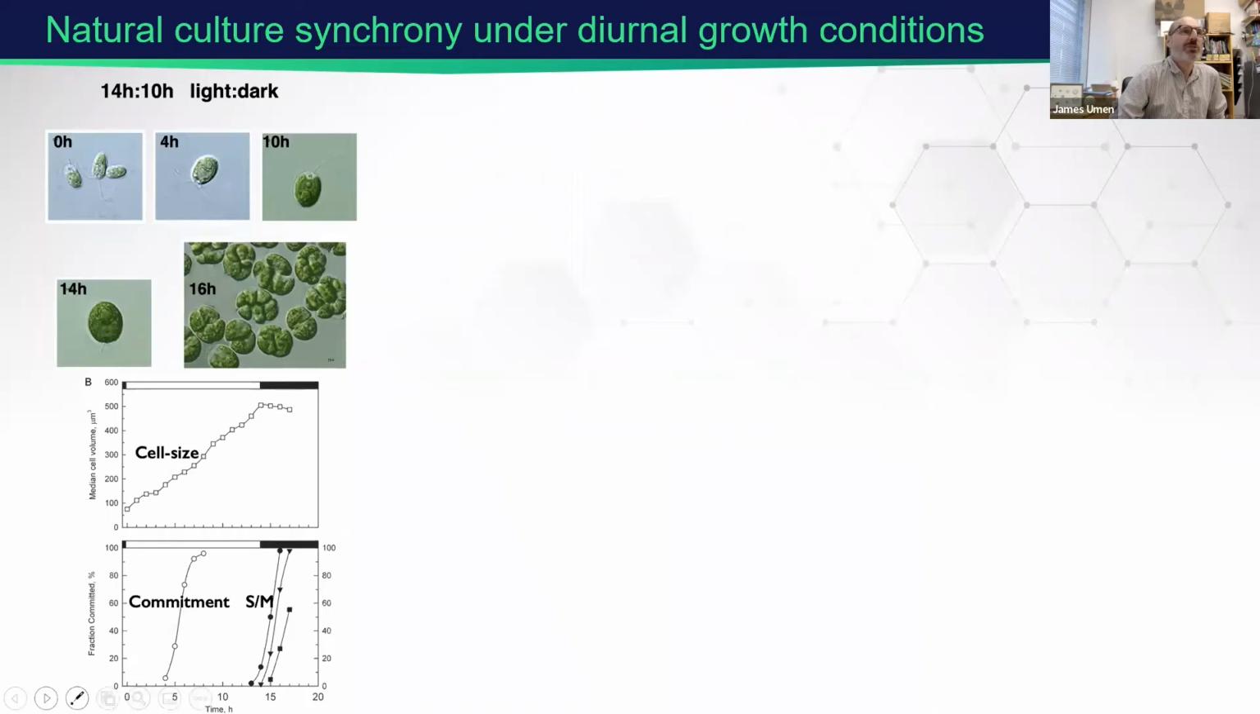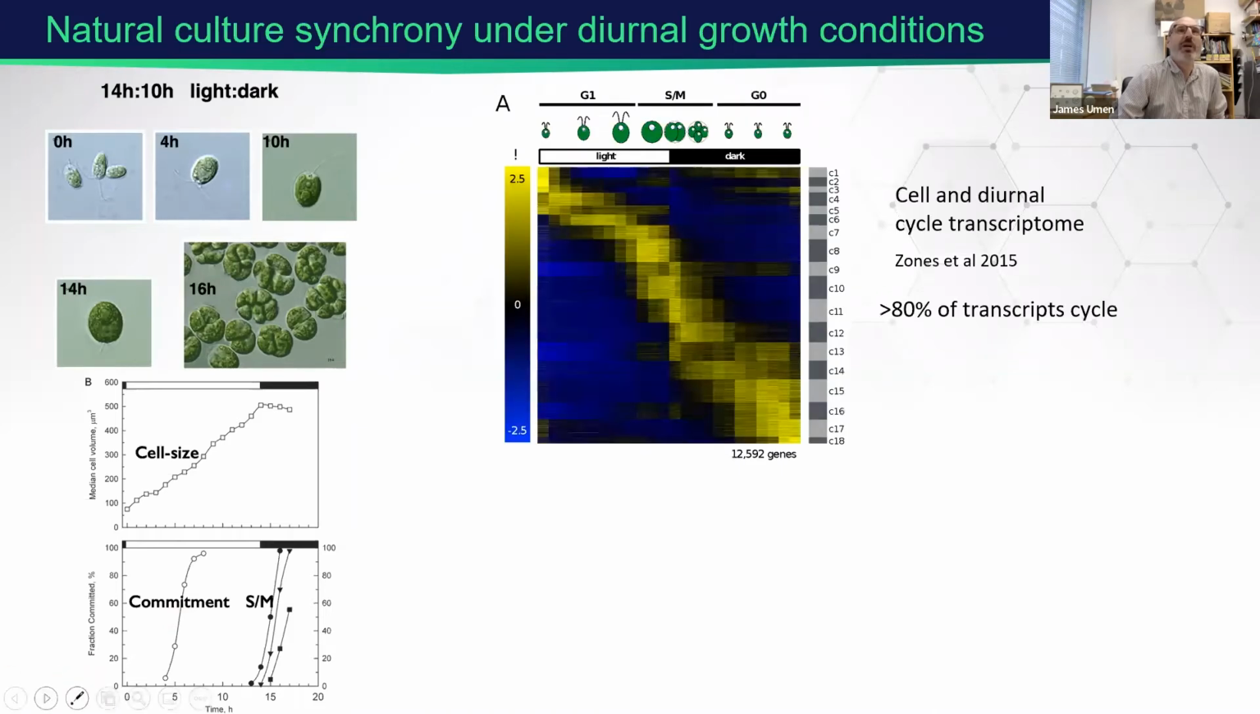When my next panel shows up, it'll show you one way we've leveraged this natural synchrony. We can do transcriptome analysis. This is something we published a while back. Almost the entire transcriptome is produced very synchronously, and almost all of the core cell cycle genes are transcribed in a narrow window right around the time that cells divide here.